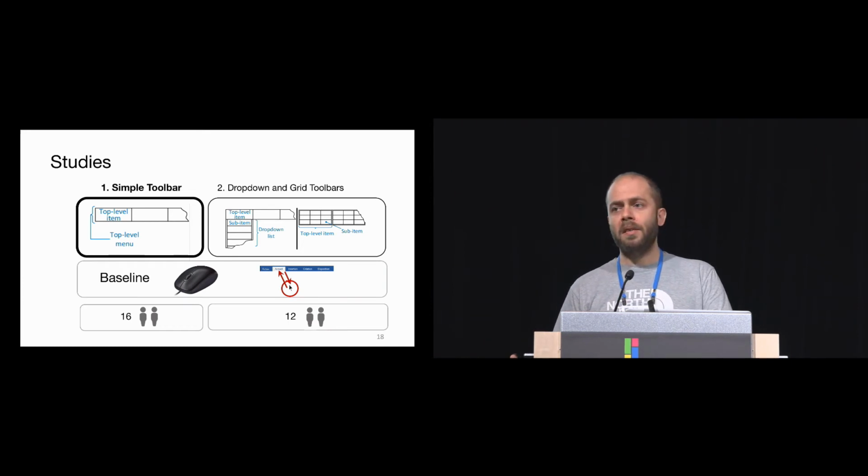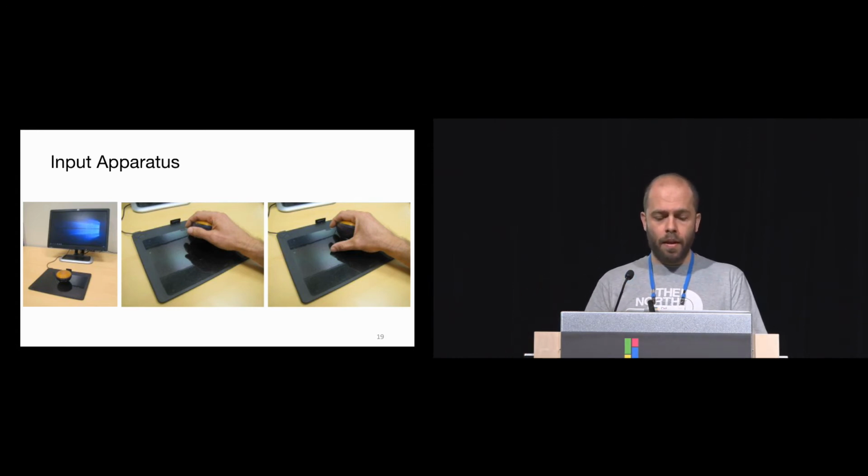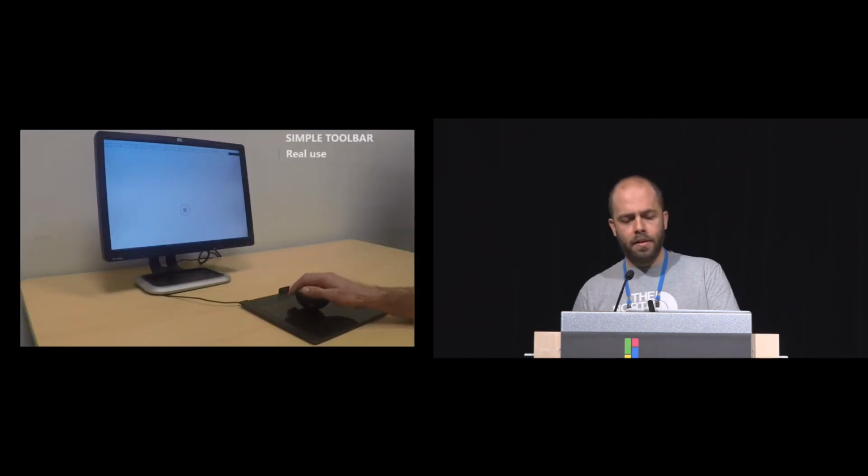So for both studies, the baseline was the mouse, and with the mouse, the task was to do something similar to what you saw at the beginning of the presentation, to do a movement from the area of interest to the command selected and then come back. And we had 16 and 12 participants. So the input apparatus, our device, the Roly-Poly Mouse, contains an IMU that is used to detect the roll direction and amplitude, and we use an underlying touch surface, a Wacom tablet, to detect the tap. So here is the example. Basically, it's the same video that you already saw before of a user selecting targets on a simple toolbar.